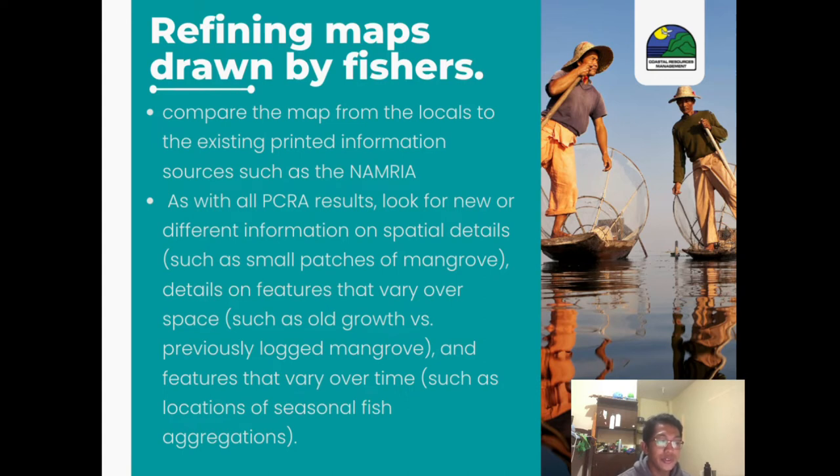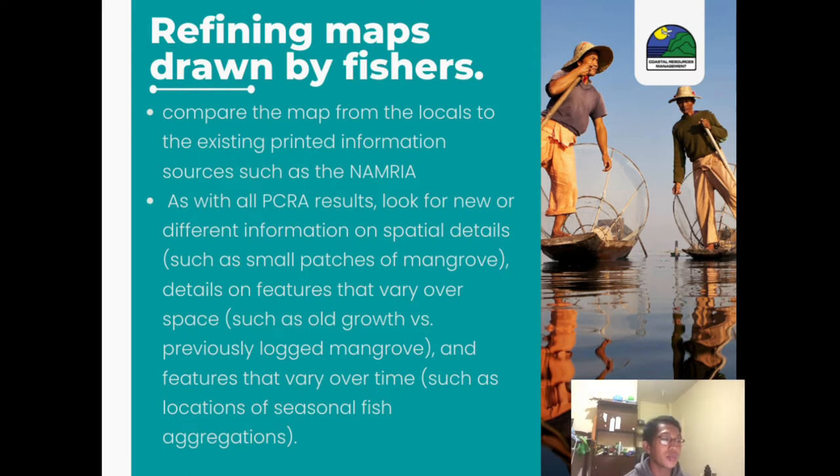As with all PCRA results, look for new or different information on spatial details such as small patches of mangrove, details on features that vary over space such as old growth versus previously logged mangrove, and features that vary over time such as locations of seasonal fish aggregations. Expert maps can help with producing exact scales, overall distributions, and consistent locations, while the locally drawn maps can add critical details and locally significant and relevant features that can make them useful for CRM planning purposes.